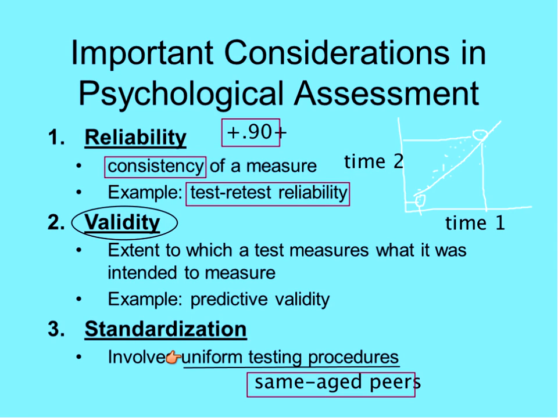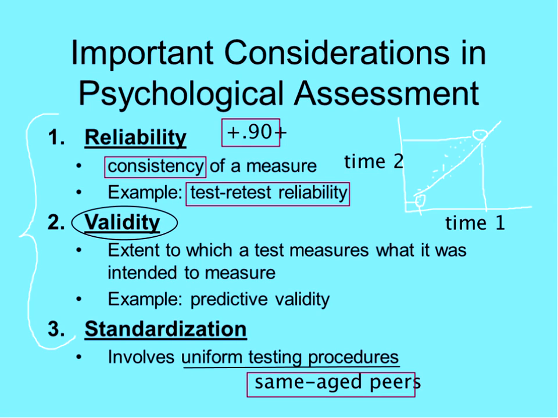Any questions on any of these three big considerations? I guarantee you that there's already a couple of questions on test number 3. Reliability, validity, and standardization. Key ideas as we get it rolling here. Make sense?